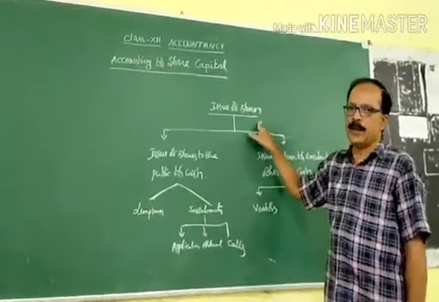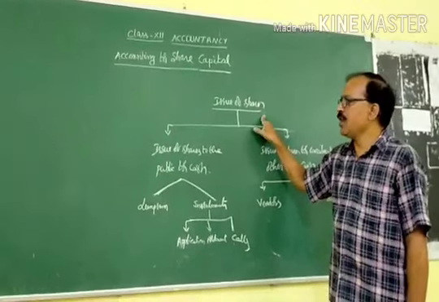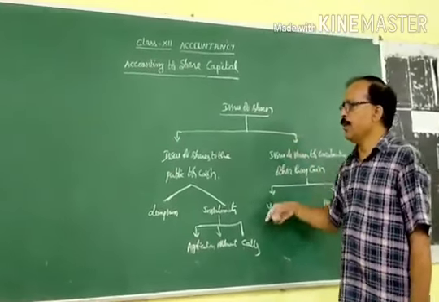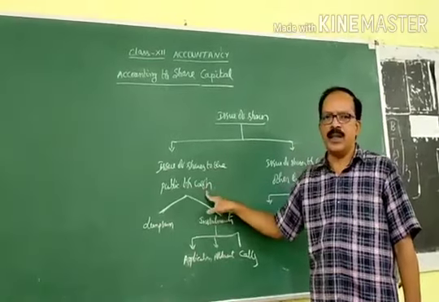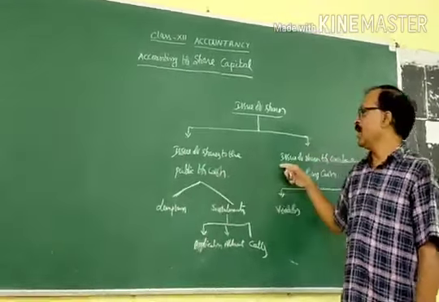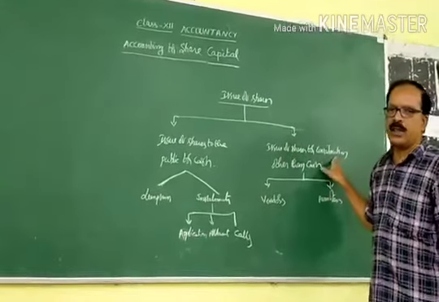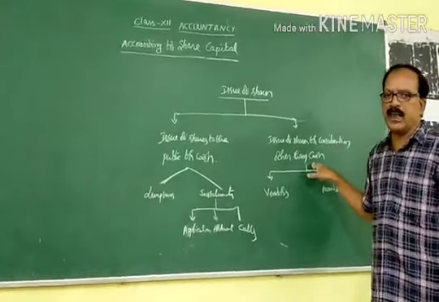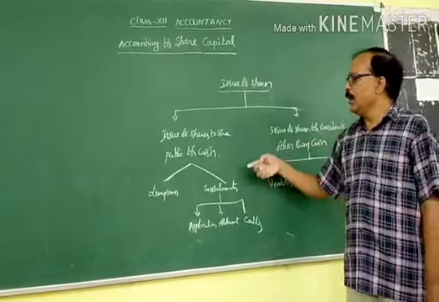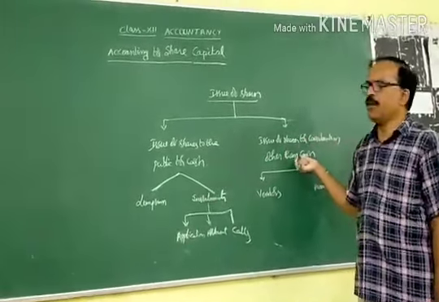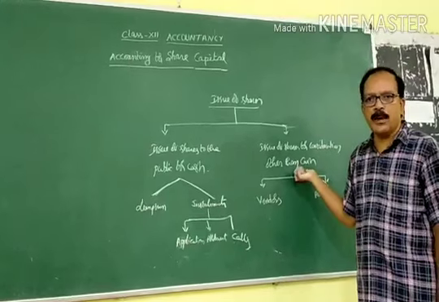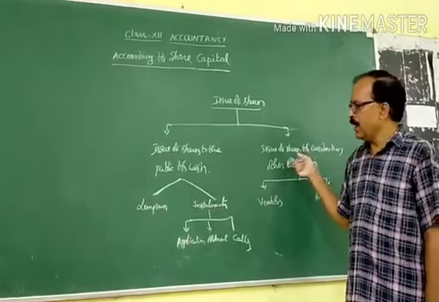Issue of shares by the company. The company can issue shares in two ways. The first one is issue of shares directly to the public for cash. The second one is issue of shares for consideration other than cash. Here the main purpose of issuing such shares is not to get money. Later I will explain this one.